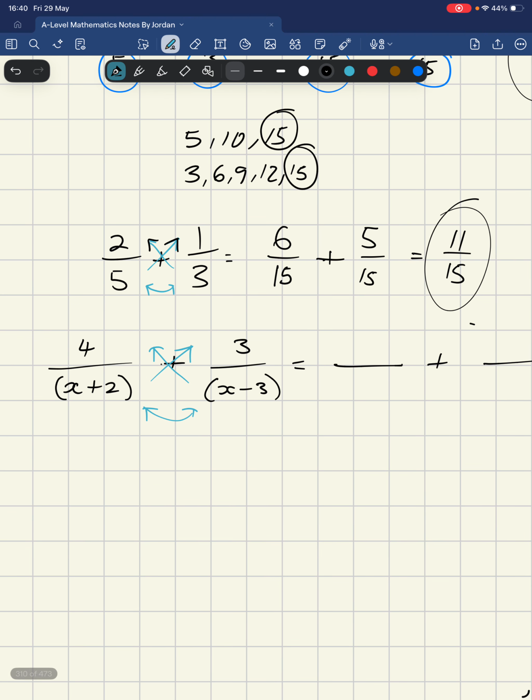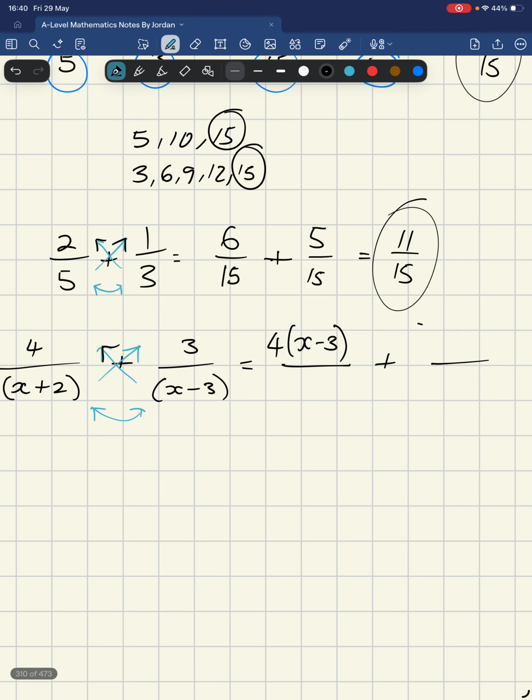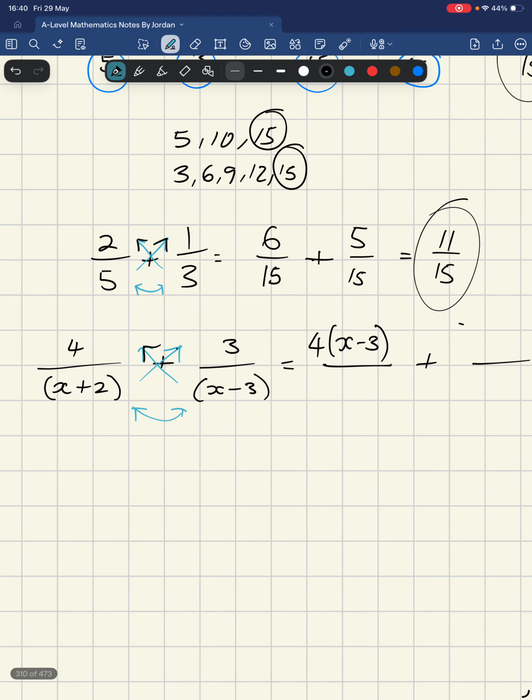So what I have, let's do this one first. We have x minus 3 in a bracket multiplied by 4, and that goes towards the top left. For now, I'm just going to write 4 times the bracket x minus 3. So I've not expanded it yet. The one that goes towards the top right would be the 3.